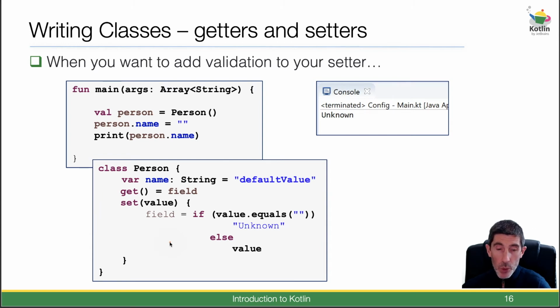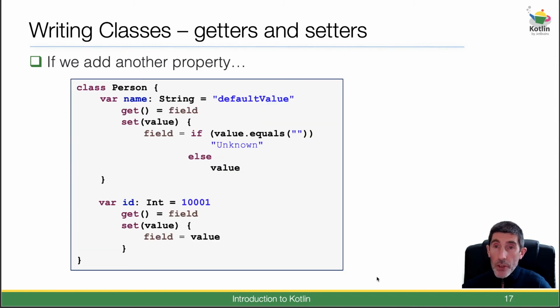So that's how we can, if we need to, build in some very basic validation. In the overall example, in our little program, when we run it, because we tried to set it to the empty string and then print it out, we validate and update it to unknown, and that's what gets printed to the screen.